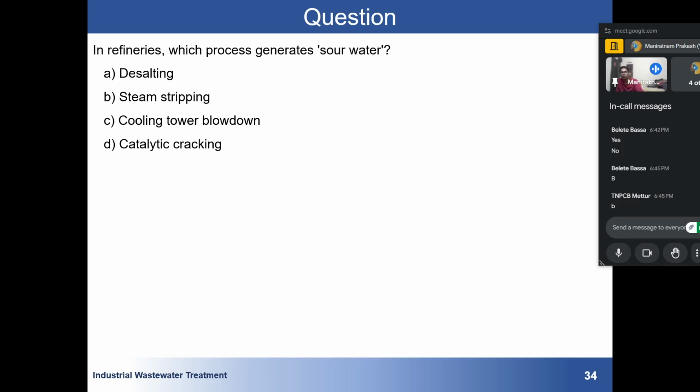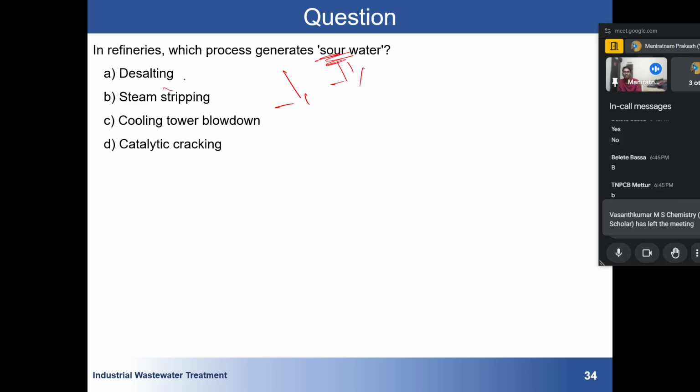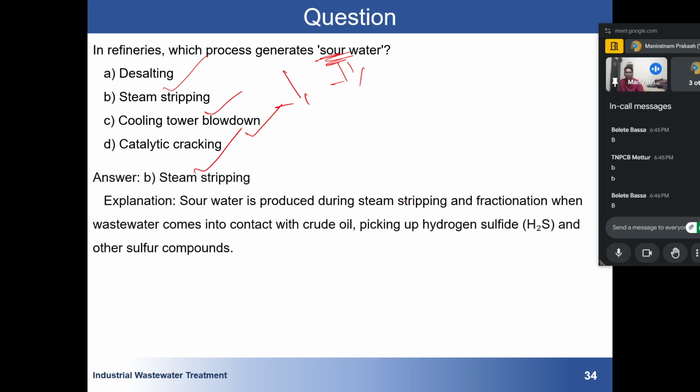In a refinery, which process generates sour water? We have seen that in the refinery there are several processes. So which process releases sour water? Desalting, steam stripping, cooling tower, or catalytic cracking? We have got one answer, B. Yes, that is correct. In steam stripping and fractionation, steam comes in contact with crude oil, picking up hydrogen sulfide and other sulfur compounds. Yes, so the correct answer was B.